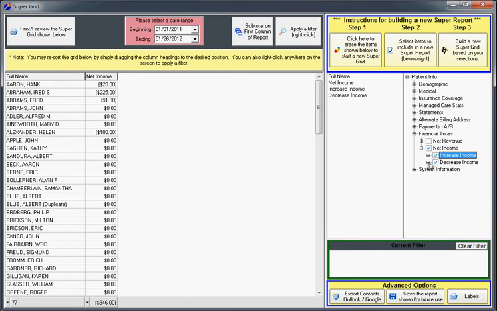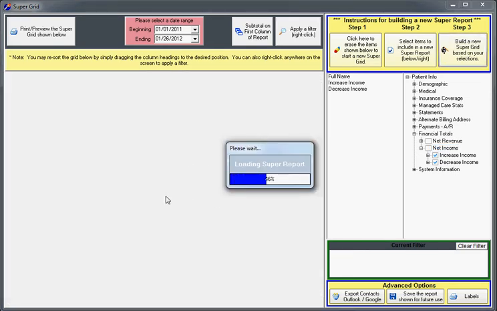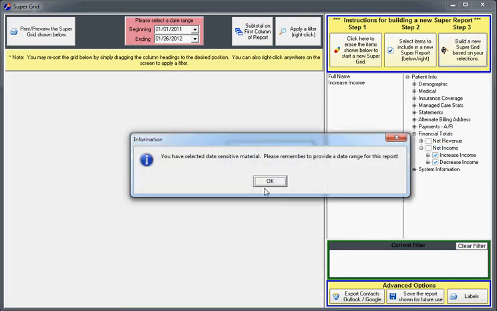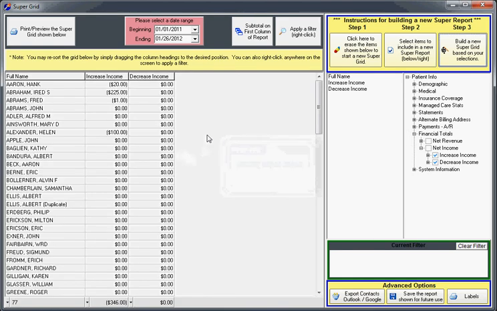What decreases income? This is actually quite rare, but this is almost always refunds. So I'll just take a quick look at what increased our income and what decreased our income and build a new report. And decreased income is almost always close to zero.